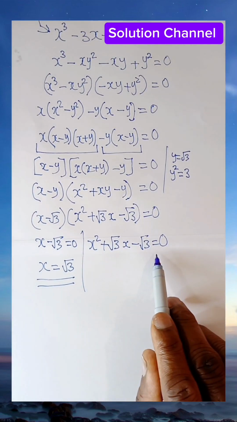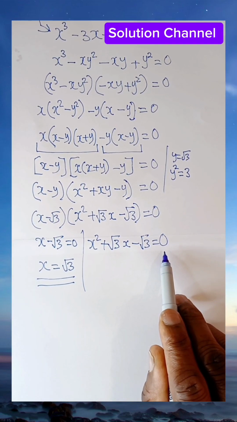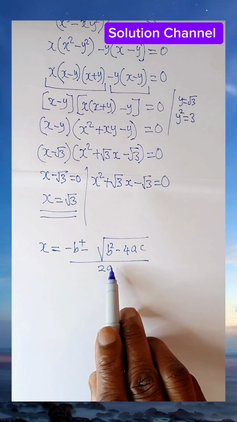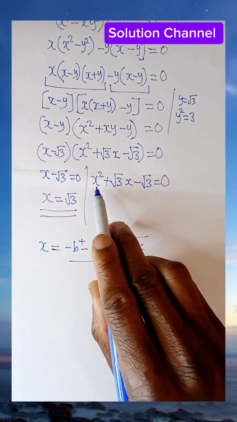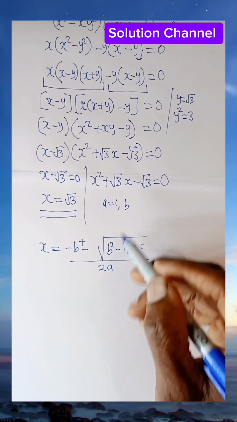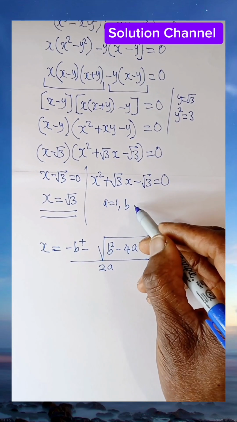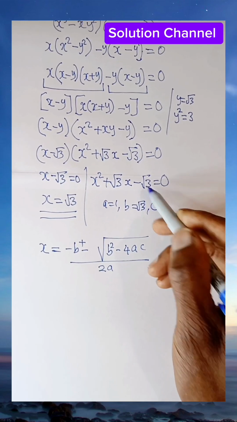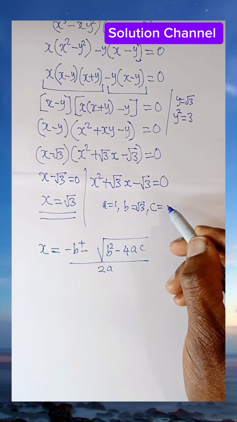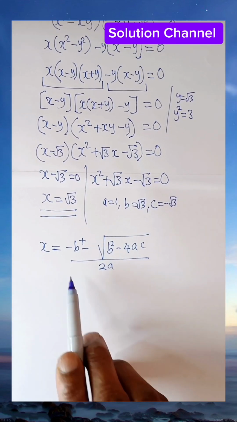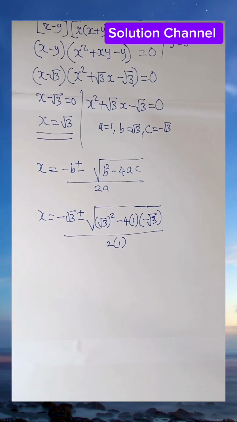And here we have the quadratic equation, which we can solve using the quadratic formula. Here we have the quadratic formula. a is the coefficient of the first term, which is 1. So a is equal to 1. b is the coefficient of the second term, which is the square root of 3. And c is the third term, which is minus the square root of 3. Now let us plug these values in the formula and solve for x.